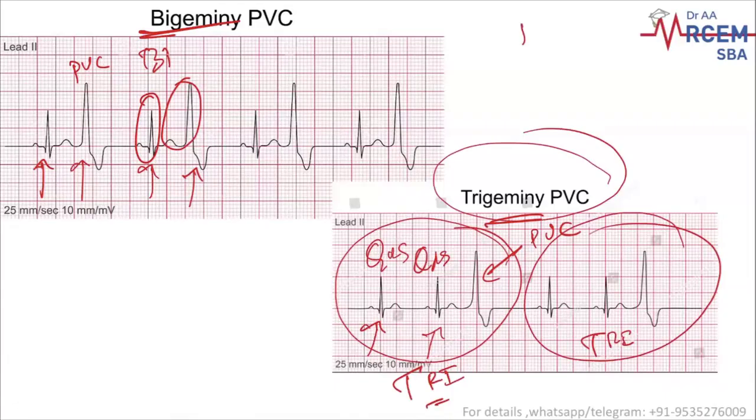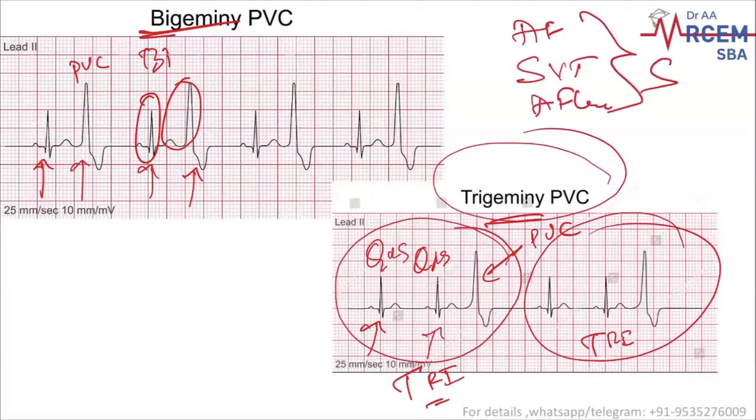Digoxin toxicity can produce atrial fibrillation. It can produce an SVT. It can produce atrial flutter. All these are supraventricular rhythms. So any of these rhythms this patient can be having.